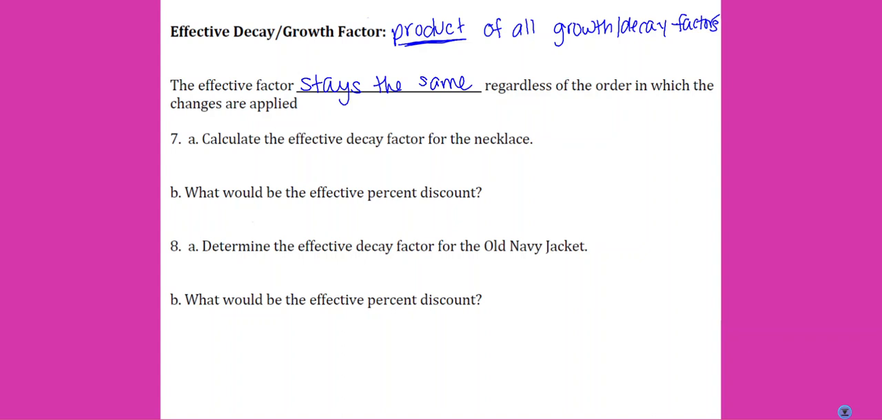So let's calculate the effective decay factor for the necklace. Our decay factors were 0.8, 0.7, and 0.6, which gives us 0.336. If we change that to a percent, that's 33.6%. That's the percentage we're paying of the necklace. So we only paid for 33.6% of the necklace, so it was discounted by 66.4%.